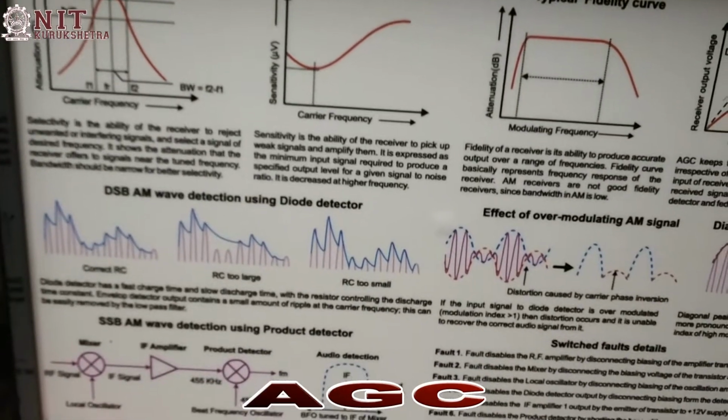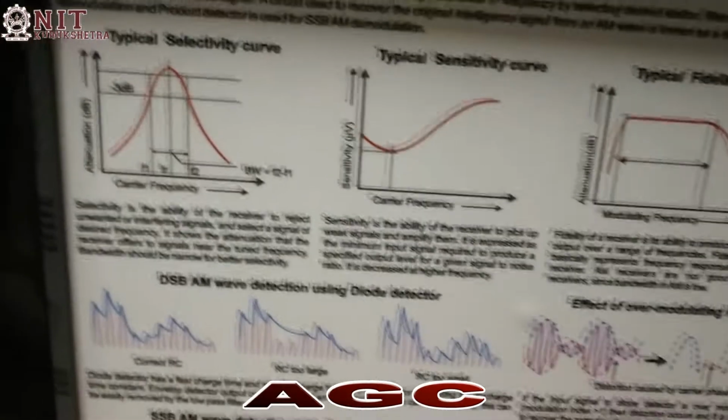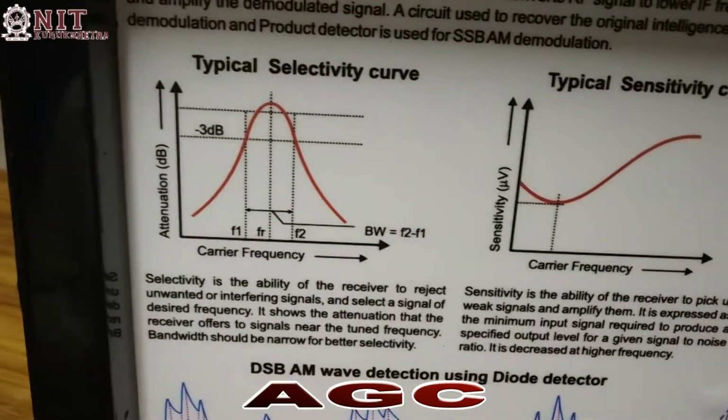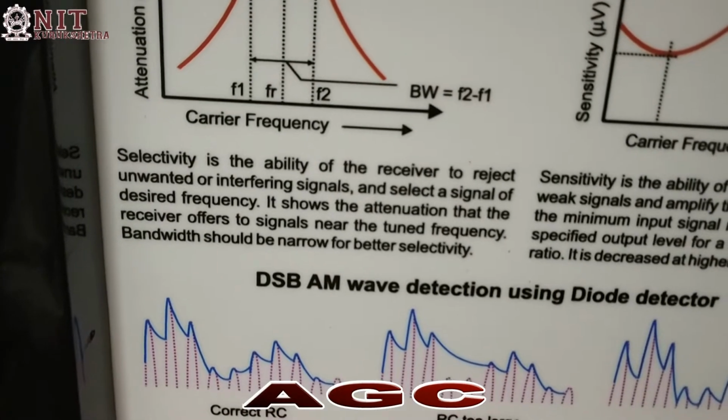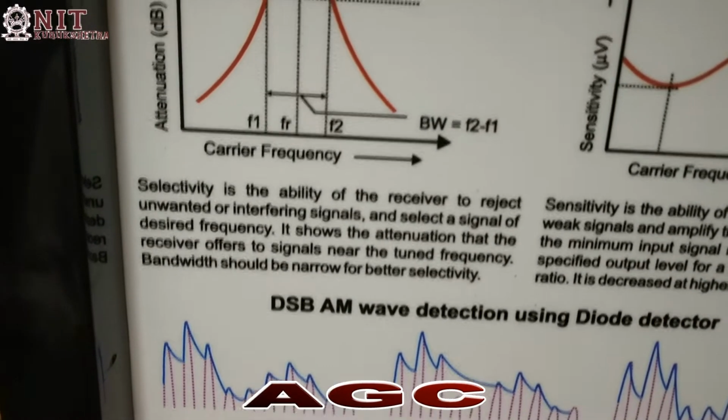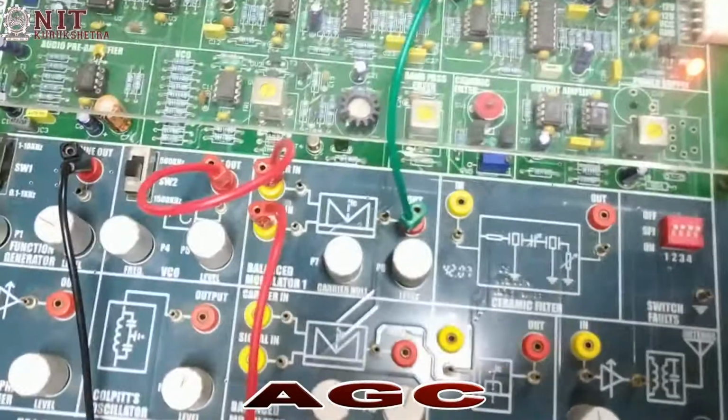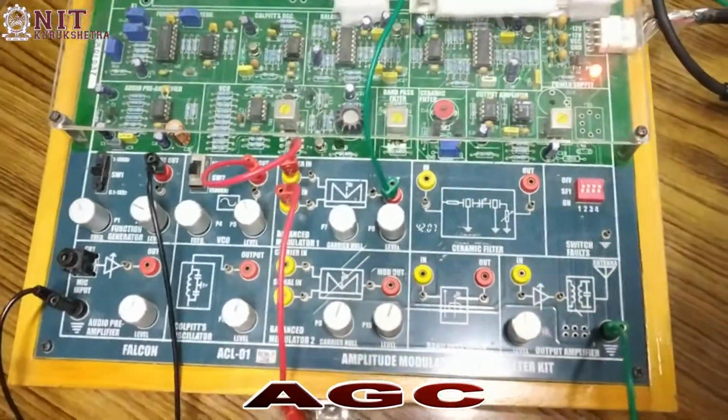What is selectivity? As the name suggests, it is the ability of a receiver to select the desired signal among all the signals which are present at the input. Here is the apparatus which we are using today.